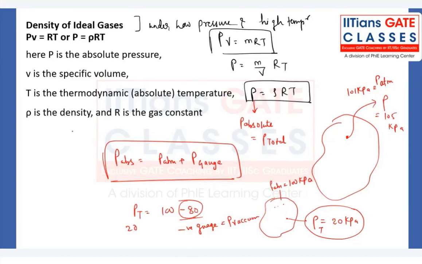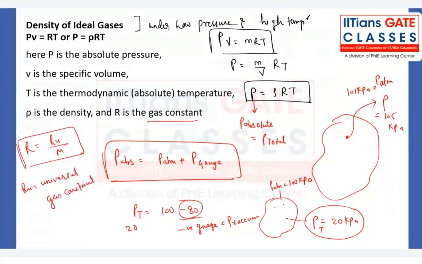And what is the R? R is nothing but the gas constant. What is the formula? Ru by molecular weight, molecular mass. Ru is what? Universal gas constant. What is the value? 8.314 kilojoule per kg Kelvin. And from this relation, it is very much clear, for a fixed pressure, density is inversely proportional to temperature, right?